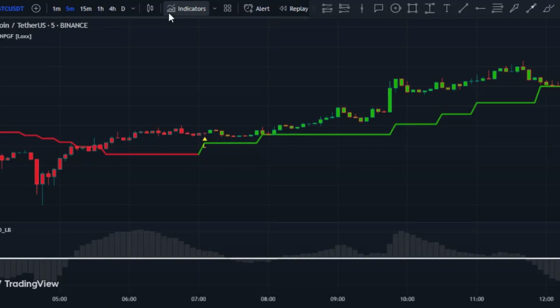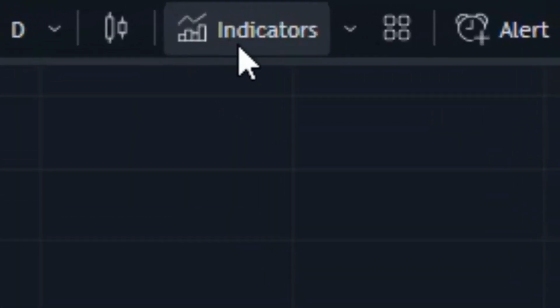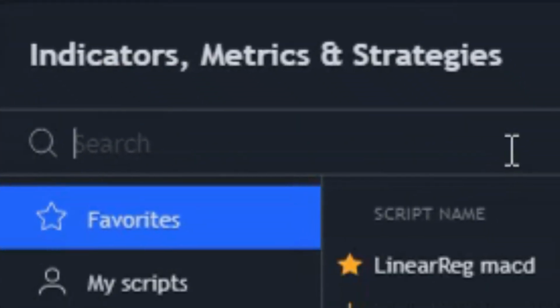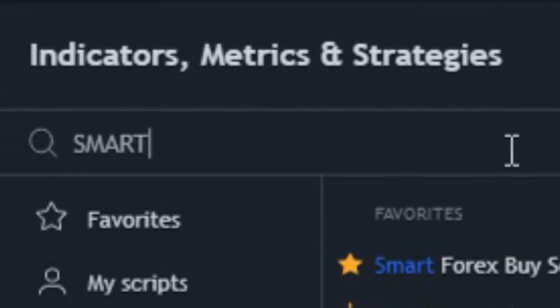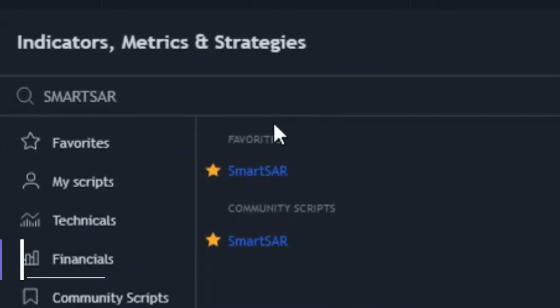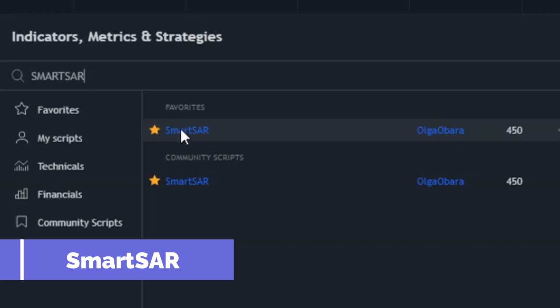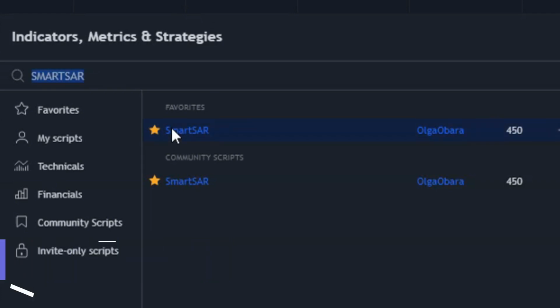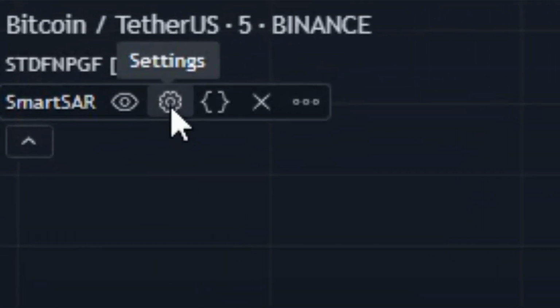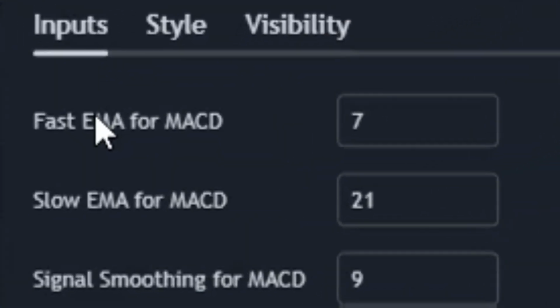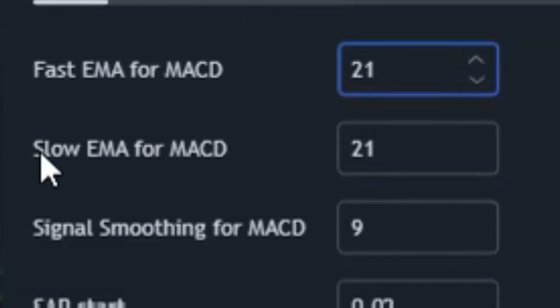To confirm our trading signals, we need a third indicator. So let's add the Smart SAR indicator to the chart. In the Smart SAR indicator settings, change the fast EMA to 21 and the slow EMA to 49.